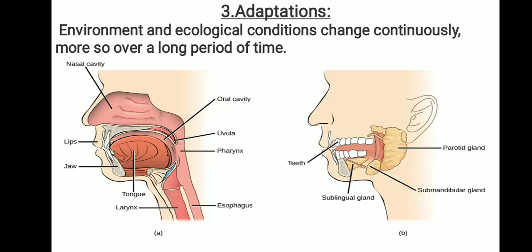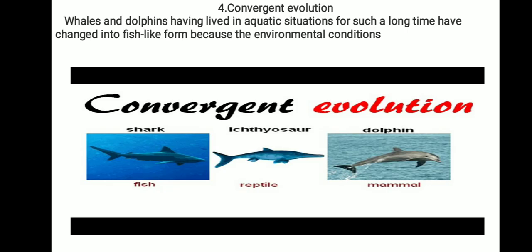Third evidence is adaptation. Environment and ecological conditions change continuously, more so over a long period of time. So, convergent evolution. Whales and dolphins have lived in aquatic conditions for such a long time that they have changed into fish-like form because of the environmental condition. Shark is a fish. Ichthyosaur is a reptile. And dolphin is a mammal. Then fish. All these are from different ancestors.